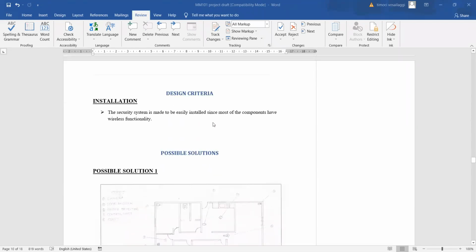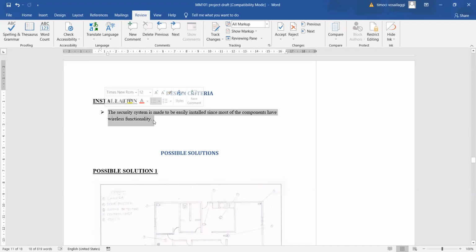Design criteria. I feel like you need a lot more design criteria. If you need any idea as to what to add to design criteria for a home security system, I would initially think that the main issue would be cost. Because not everybody can afford it. So you have to try and make it affordable.